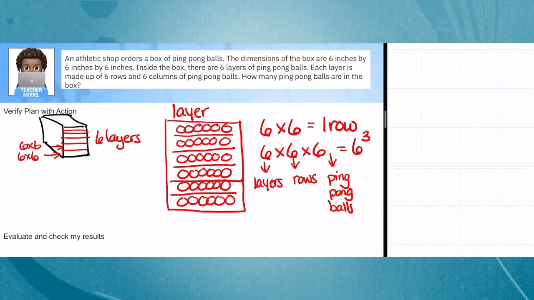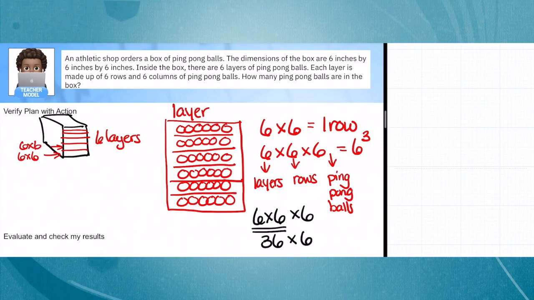Now, we want to know, so how many ping pong balls are there all together? How do I figure that part out? Okay, so I'm going to multiply 6 times 6 times 6. We're going to do this from left to right and do these first 2 numbers. 6 times 6 is 36.